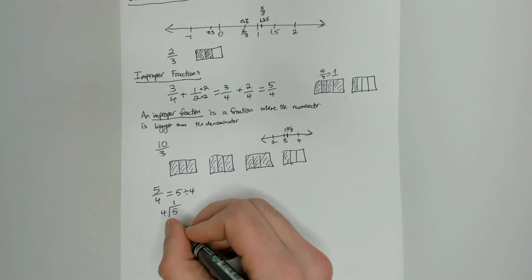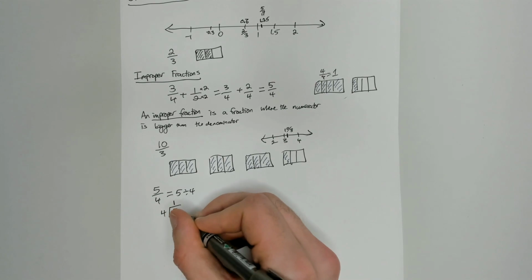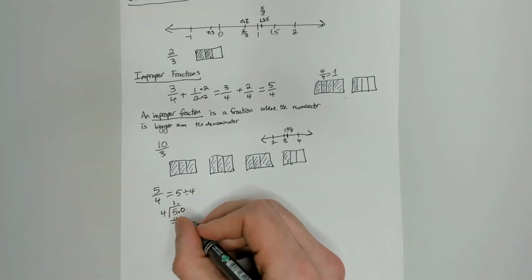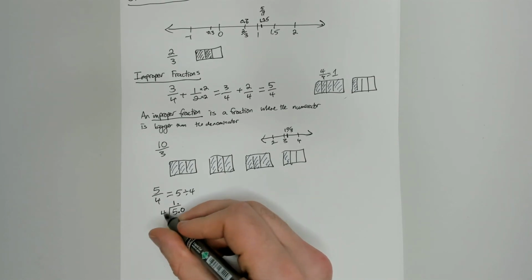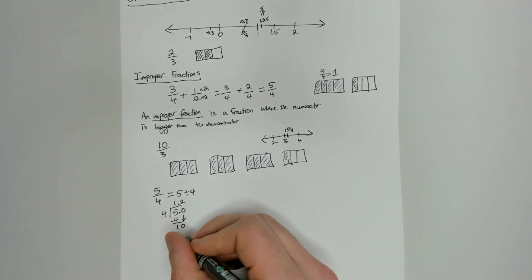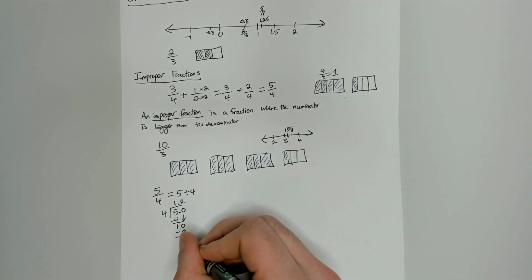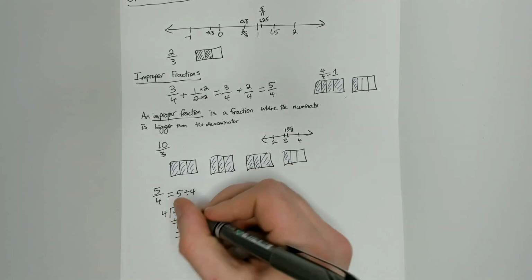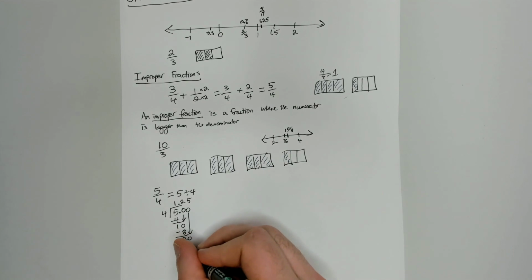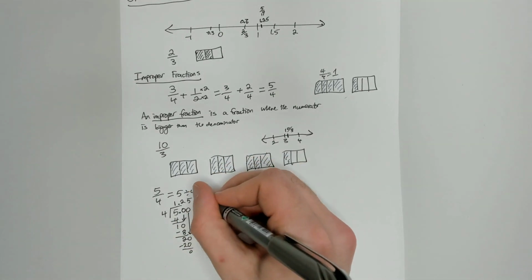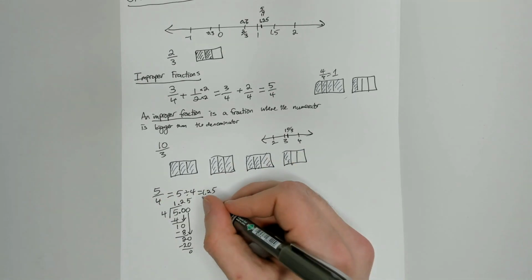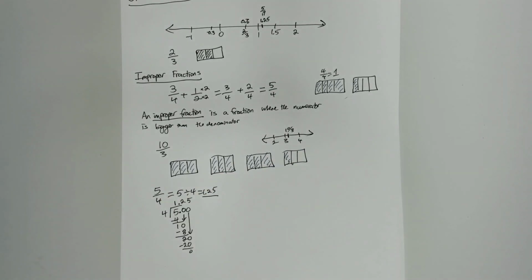4 goes into 5 once, so then we subtract off 4, we get a 1, and then now we're going to have to add our decimal, right? 5 is the same as 5.0, bring the 0 down. 4 goes into 10 twice. 2 times 4 is 8, subtract that off, we get 2. Add in another 0, and we get 20. 4 goes into 20 exactly 5 times, and what do you know? We get exactly 1.25. So this improper fraction gives us a decimal bigger than 1, right?